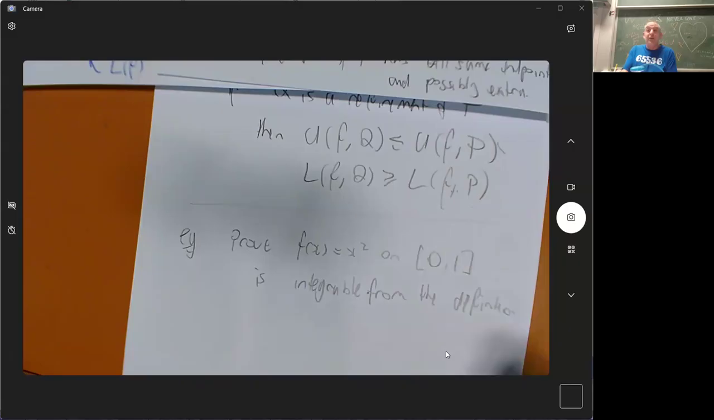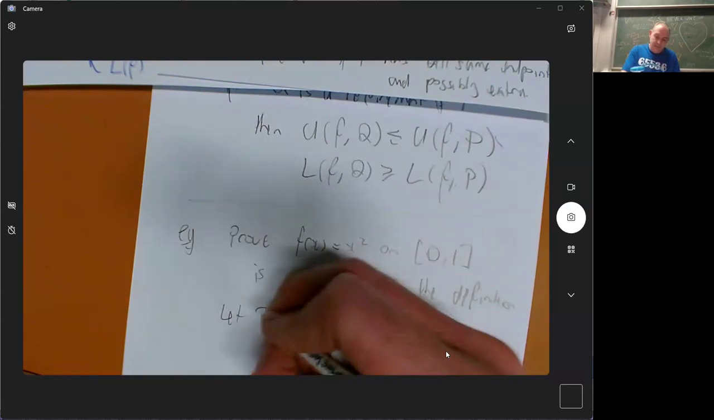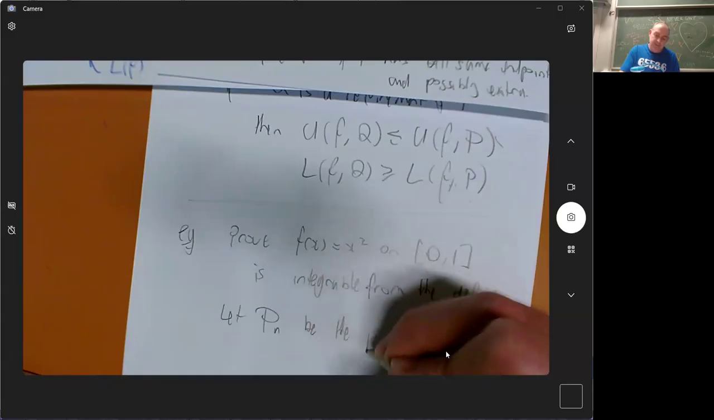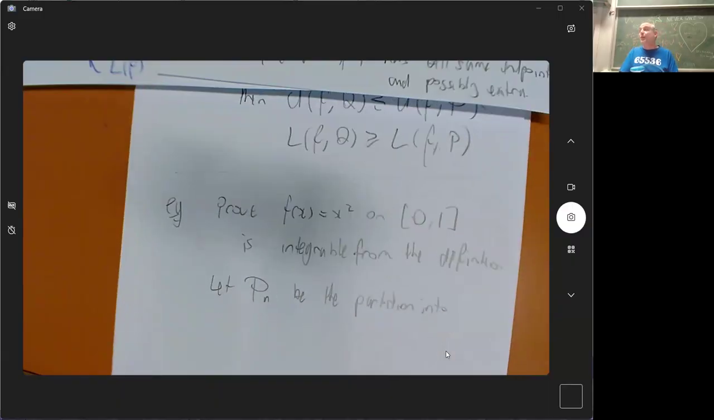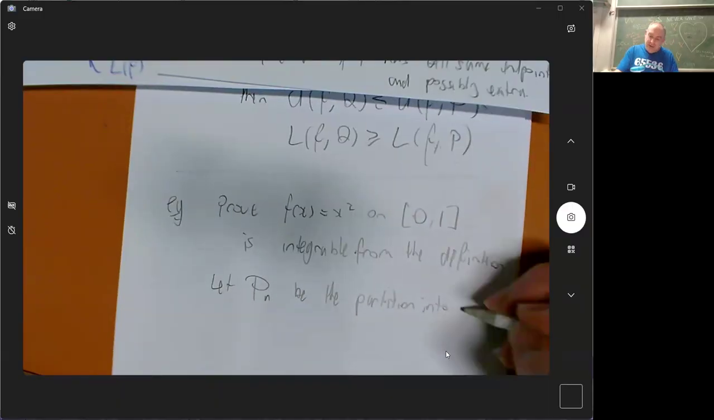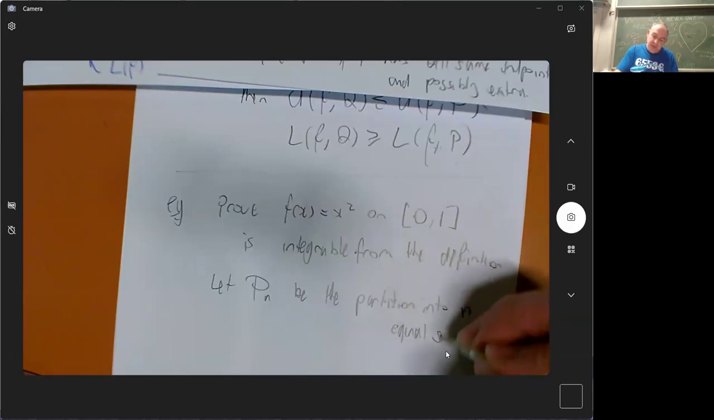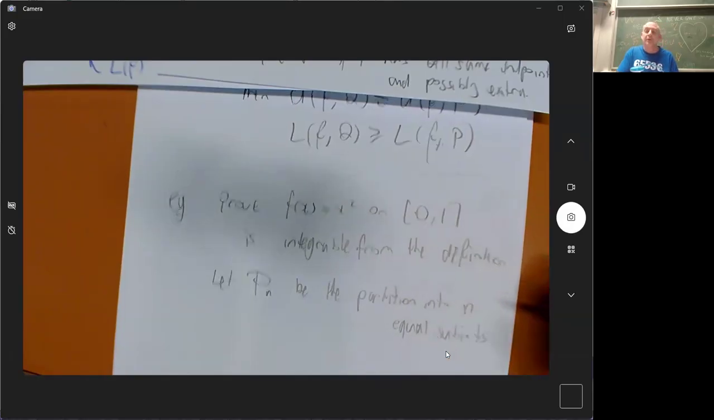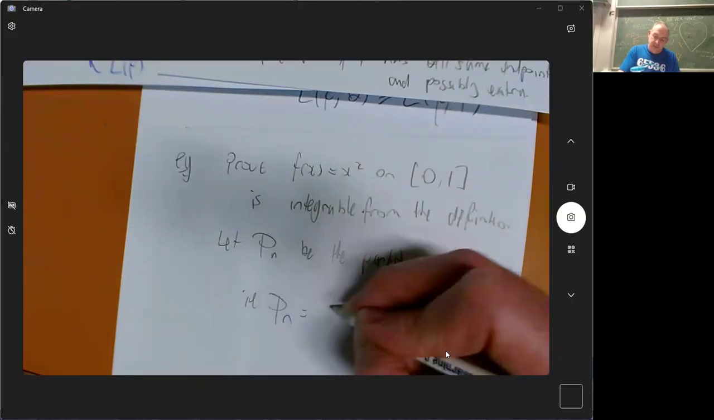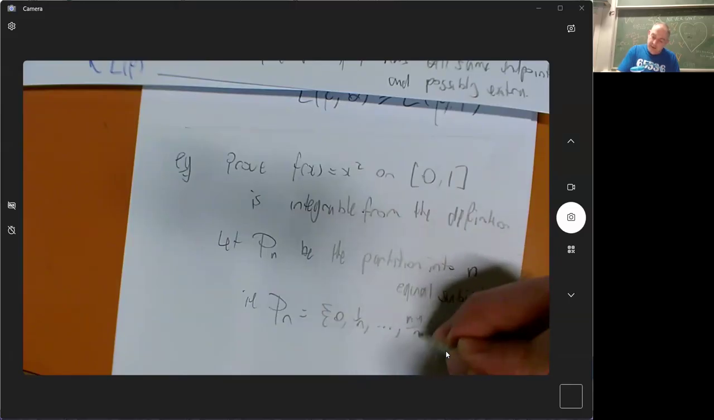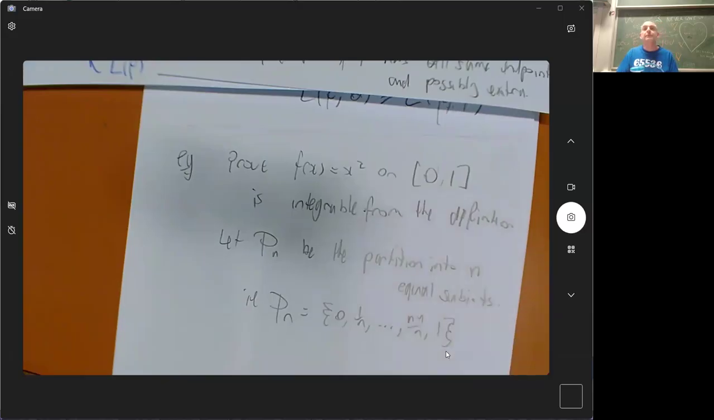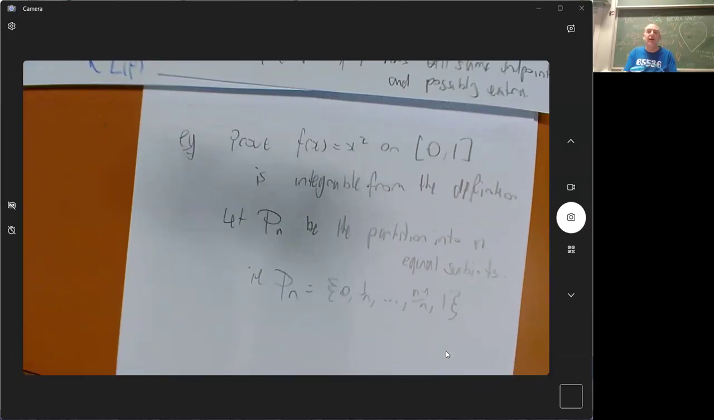So if I was going to do this from the definition, I would 100% do the Maths 1A definition. So I would say let Pn be the partition into n equal subintervals, i.e., Pn is the sequence 0, 1 on n, ..., n minus 1 on n, 1. That set of endpoints.